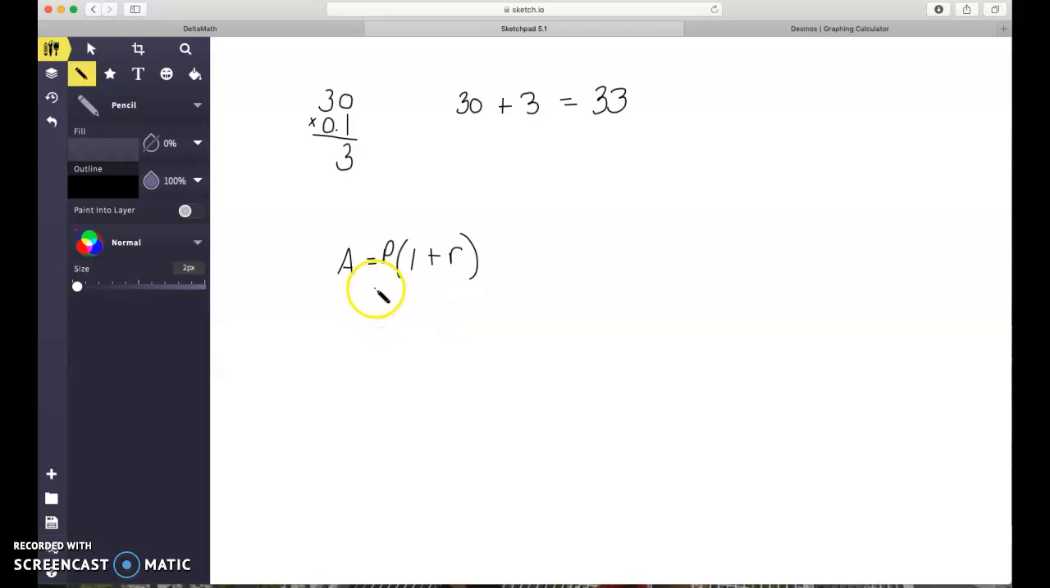Okay, so we can do percent increase using our percent increase formula where A is the amount.